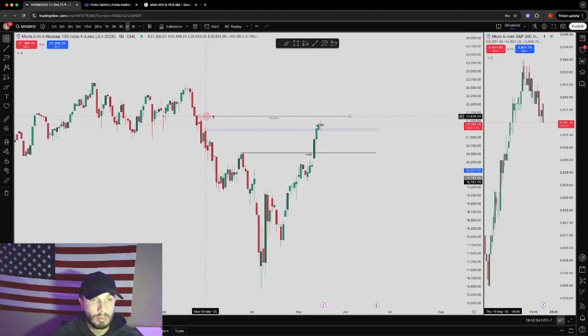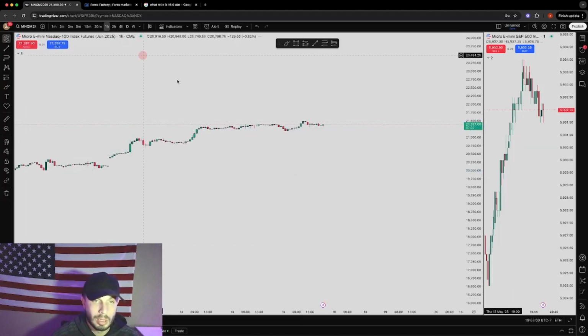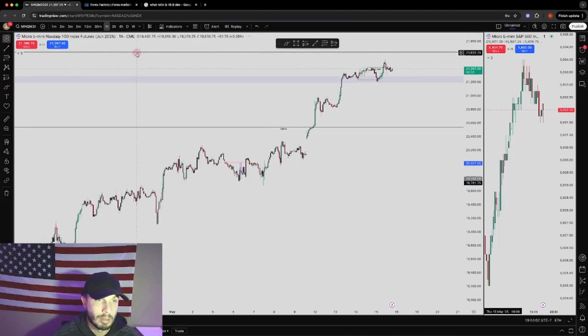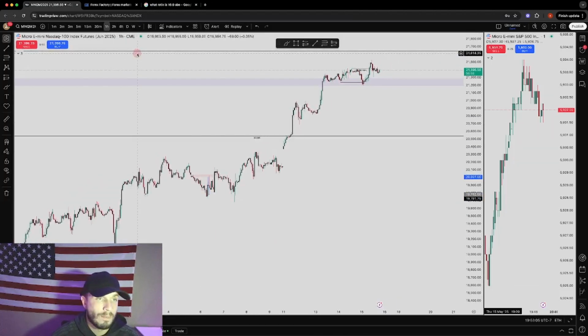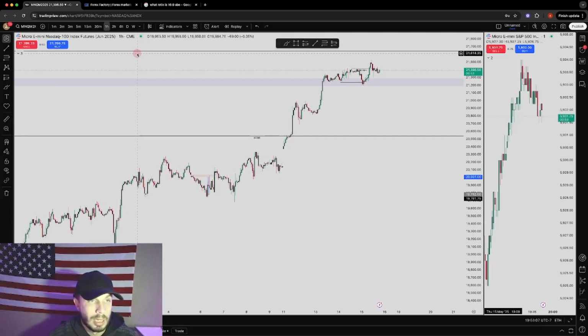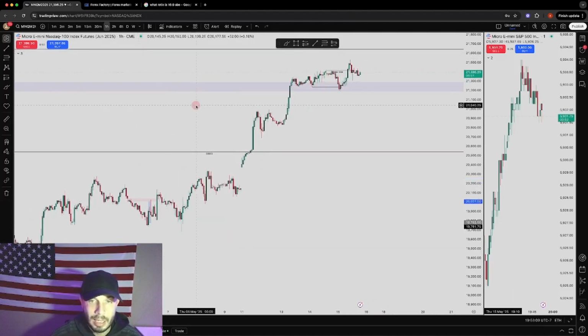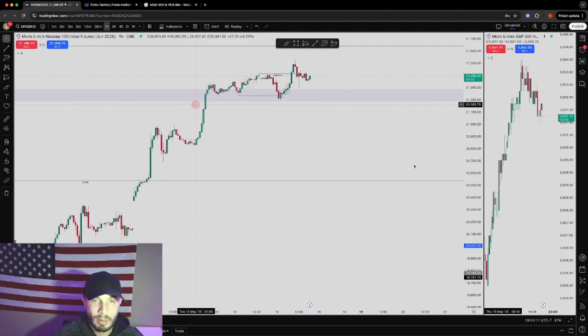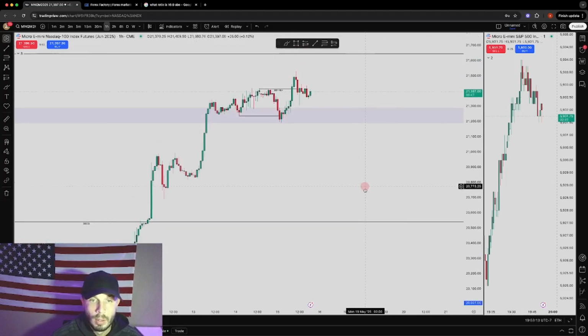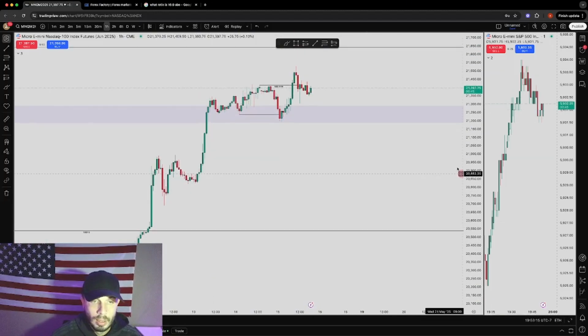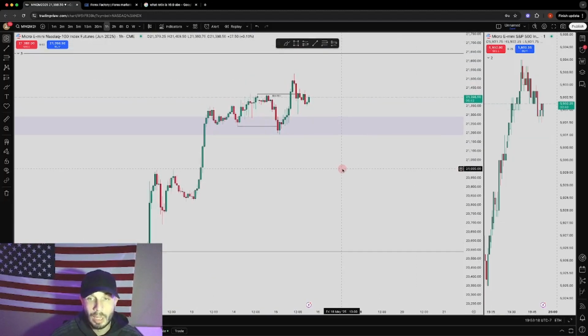So focusing on the draw on liquidity, where's price most likely to go towards? We start on the daily, and then we move down to the 4 hour, the H1, the M15. When I'm finding my draw, I don't go lower than the M15. The M15 is the lowest time frame I will go to when finding the draw. And it's just about consistency and practice and understanding where is order flow going, where is price drawing towards.